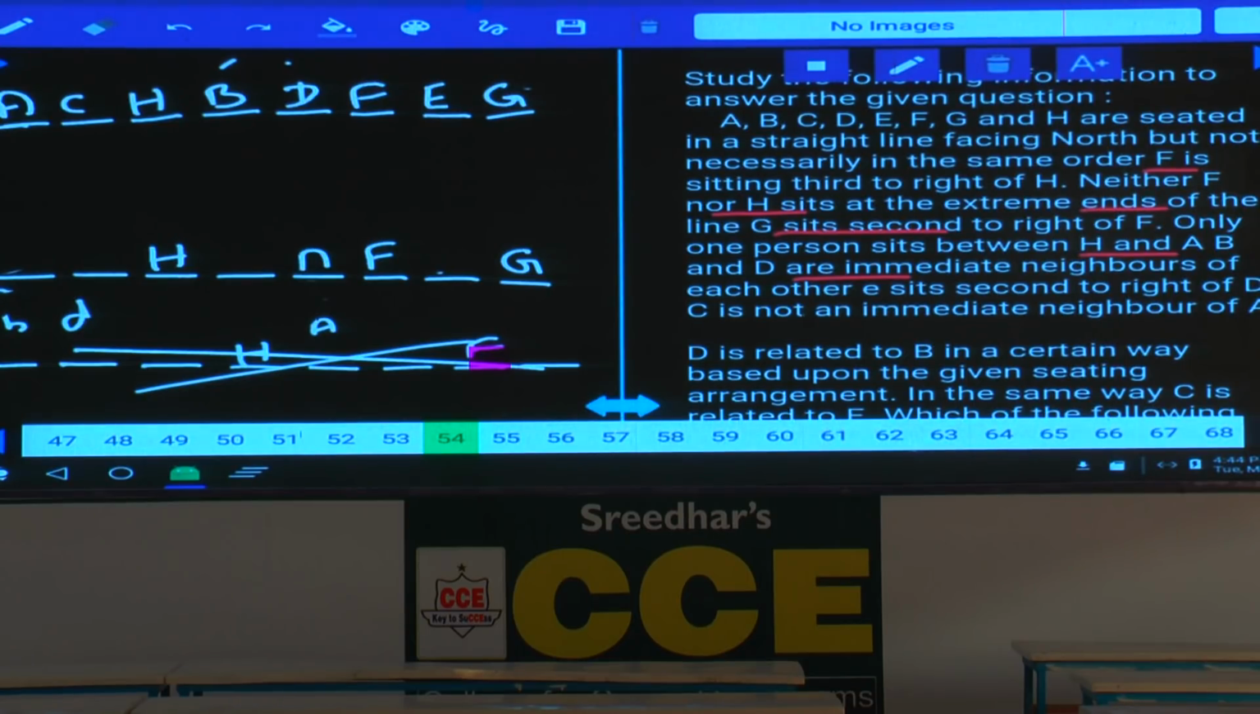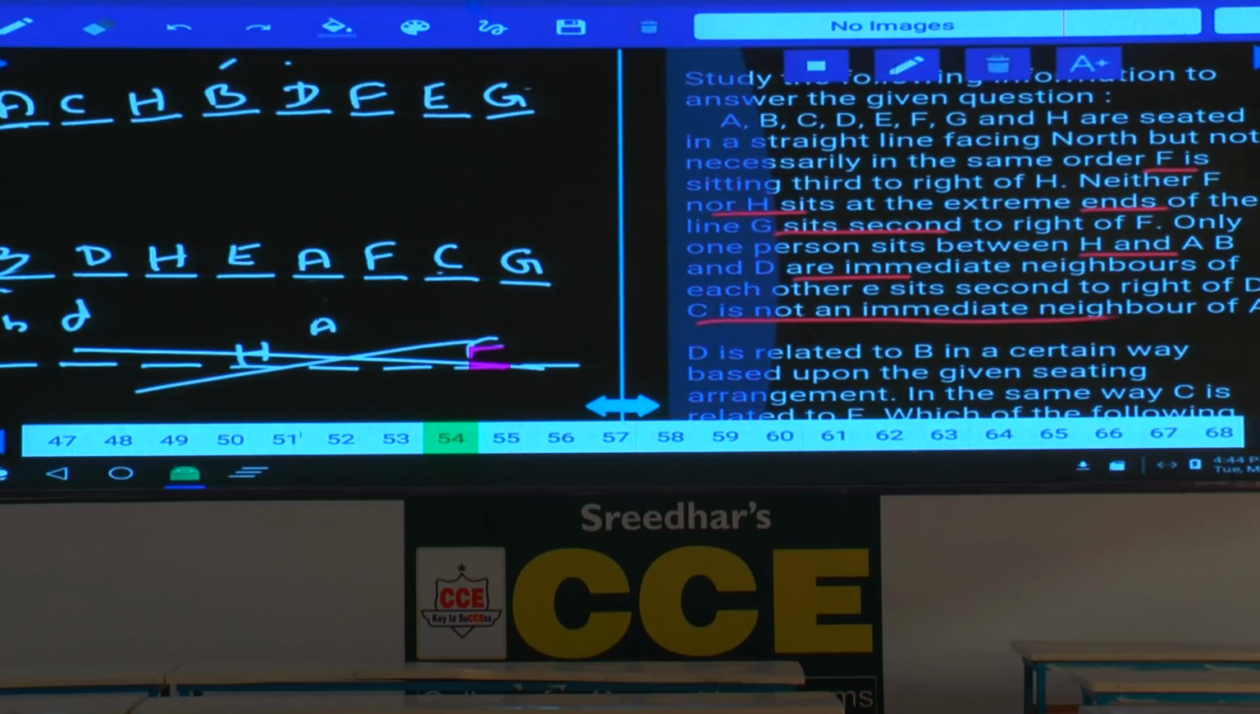A is here. If A is here, B and D are immediate neighbors, and B is here, D will be here, and second to the right of D is, who is that person? E. E sits second to the right of D. As E sits second to the right of D, E will be here. If E is here, C will be here. And these are the two final arrangements.